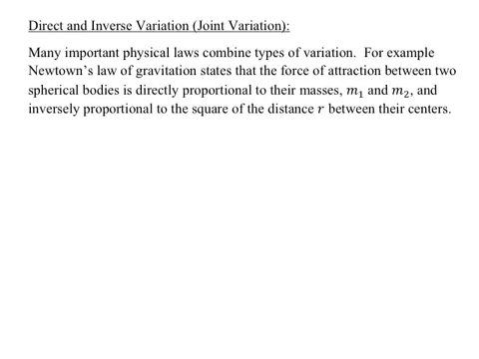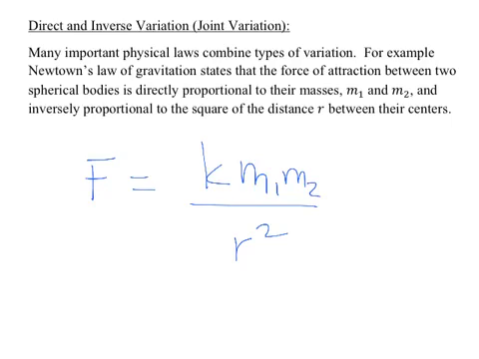For example, Newton's law of gravitation says that the force of attraction between two spherical bodies is directly proportional to their masses, so K, M1, M2, but it's inversely proportional to the square of the distance between their centers, R. So inversely proportional to R squared. So what we can really always say is this. If something is directly proportional or directly related, it ends up in the numerator as a product. If it's inversely proportional or inversely related, it ends up in the denominator, and it looks like division here.